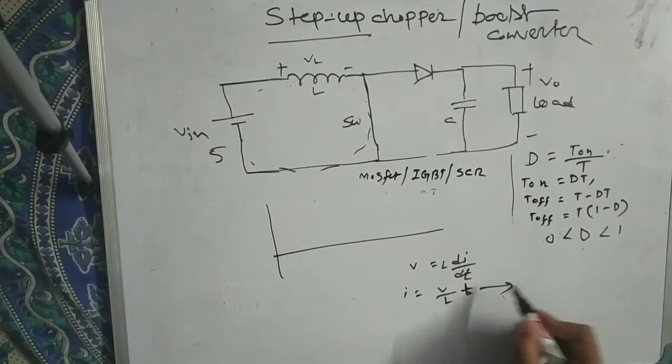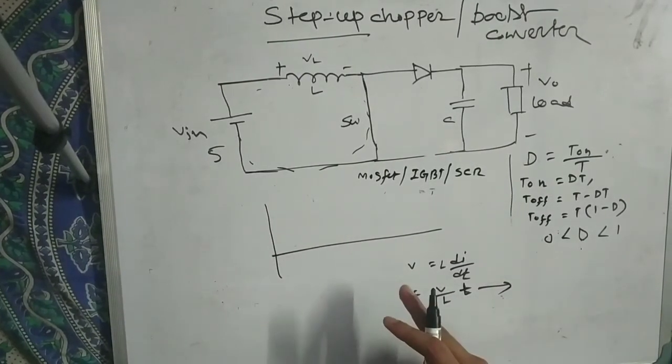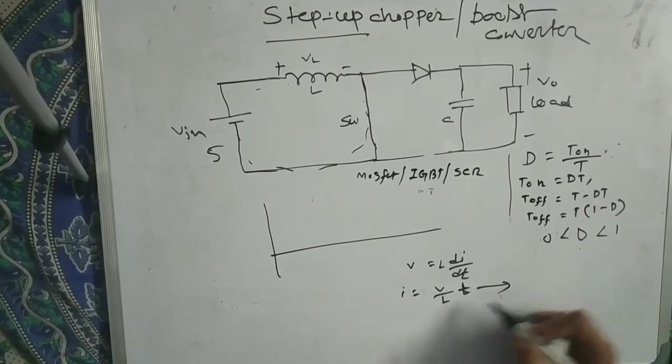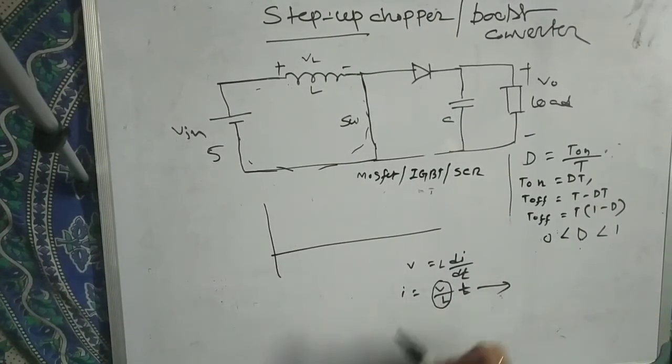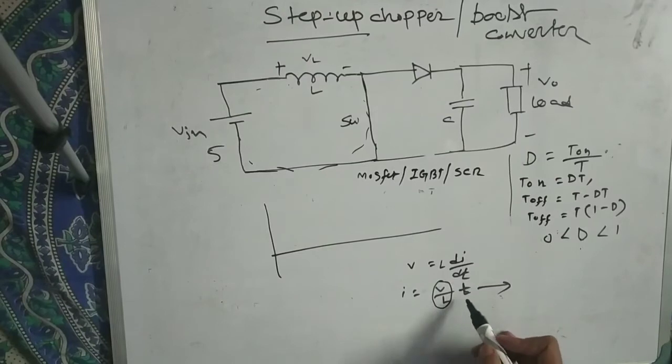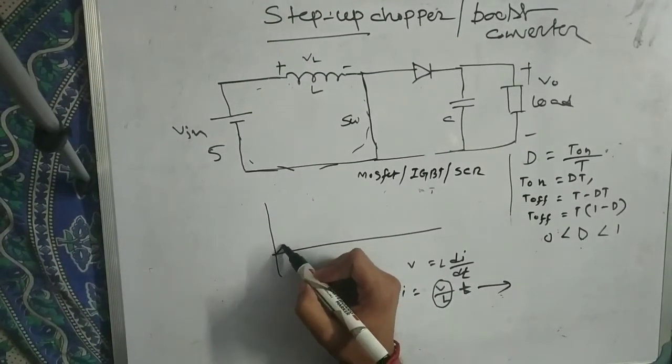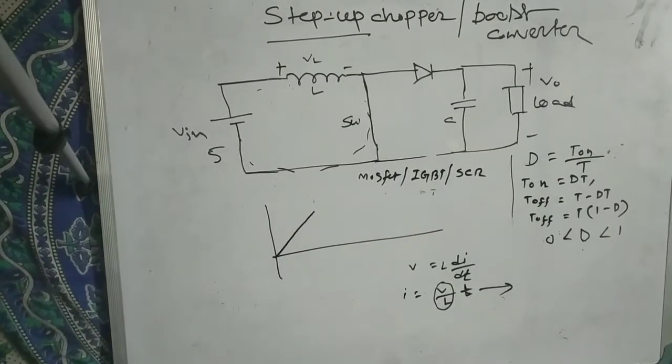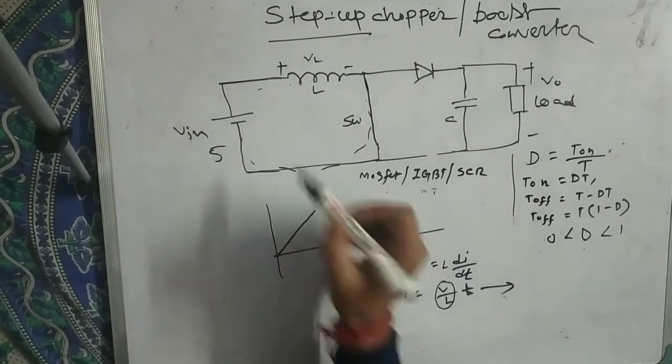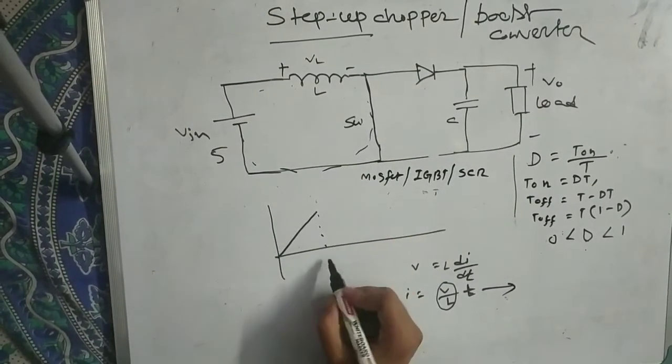We have already studied this in electrical circuit networks. This V by L is constant, and for T it is a ramp function. So this is typically a curve like this. Now this curve is for dt.